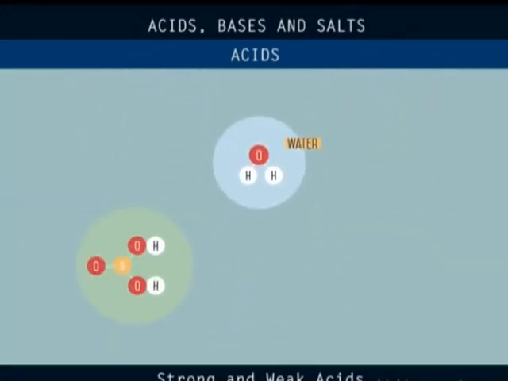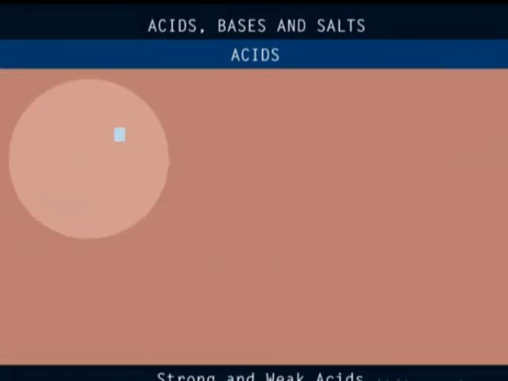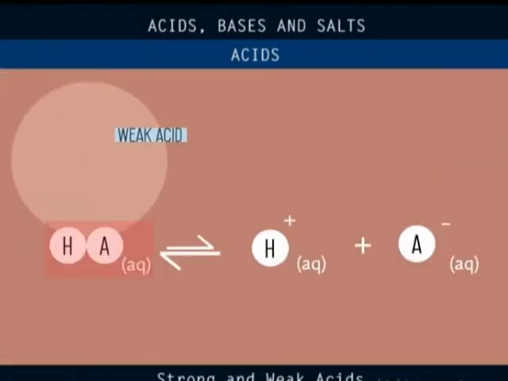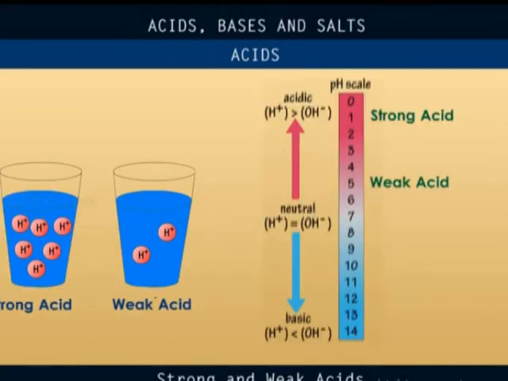Strong acids dissociate completely into ions, while weak acids dissociate partially. Strong acids therefore have a higher concentration of hydrogen ions in solution than weak acids. Therefore, the pH of strong acids is usually lower than that of weak acids. Strong acids are also better conductors of electricity compared to weak acids.